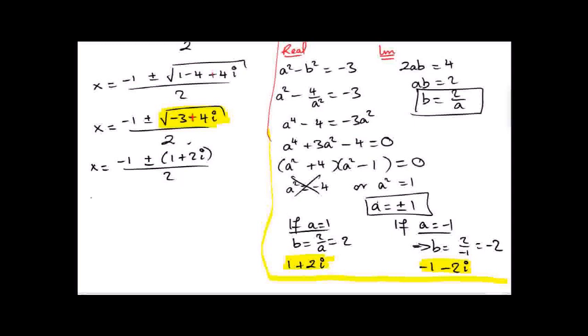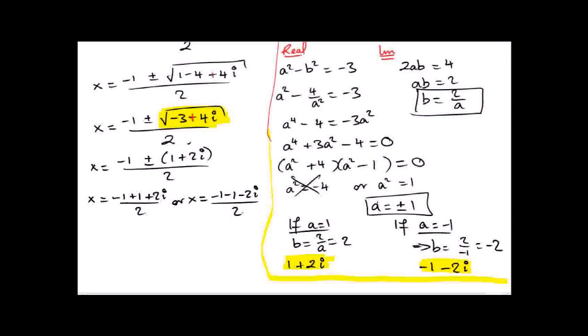So here goes. x equals minus 1 plus 1 plus 2i over 2, or x equals minus 1 minus 1 minus 2i all over 2. Now before I go on, am I expecting conjugates here?